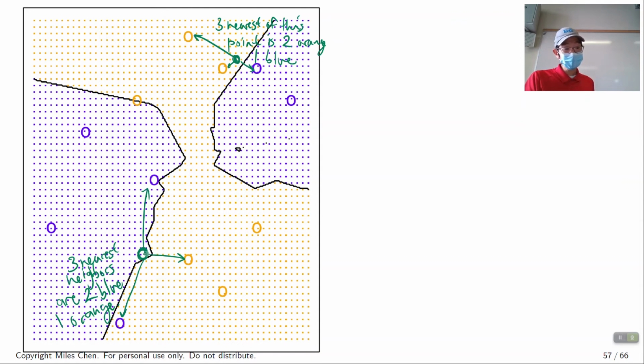Over here, we can ask, here's a test case. We say, what are my 3 nearest neighbors? And the 3 nearest neighbors are this point, and this point. And out of these 3 neighbors, 2 of them are blue and 1 is orange, and so this is going to get classified as blue.